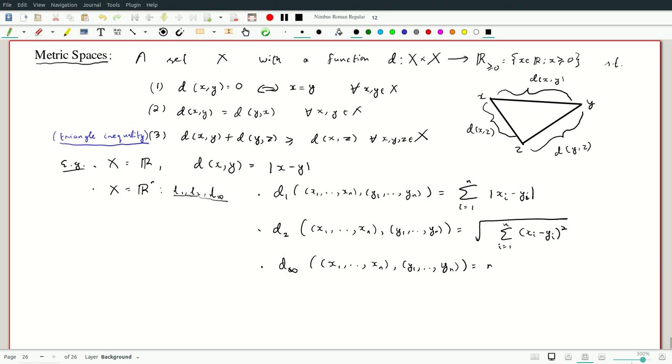The L infinity distance is, instead, I look at the maximum of mod of xi minus yi. So I should spell it out as a set: the maximum of mod xi minus yi, where 1 is less than or equal to i is less than or equal to n.